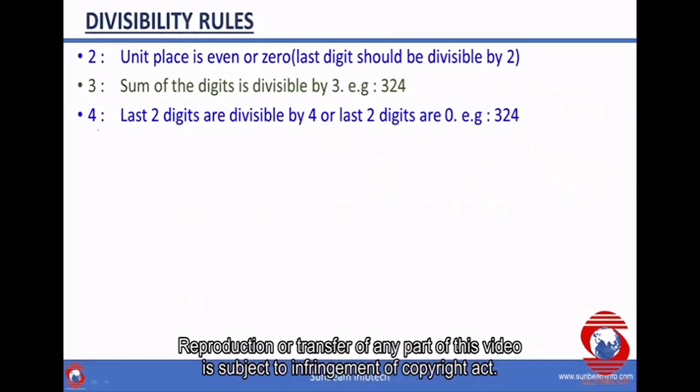Right. Now, moving to the divisibility rule for 4. What it says: last 2 digits are divisible by 4. So which are the last 2 digits in this example? What are the last 2 digits? It is 24. Is 24 divisible by 4? Can you divide 24 by 4? So you will say yes ma'am, we can divide 24 by 4.